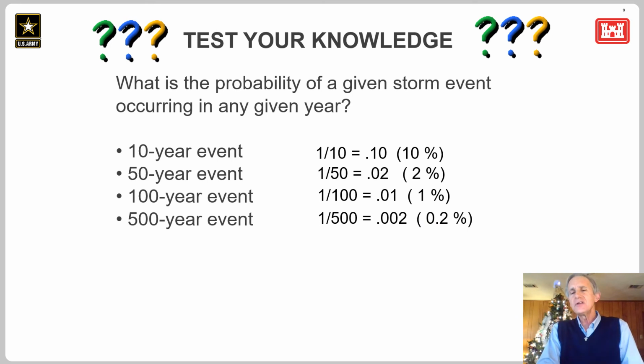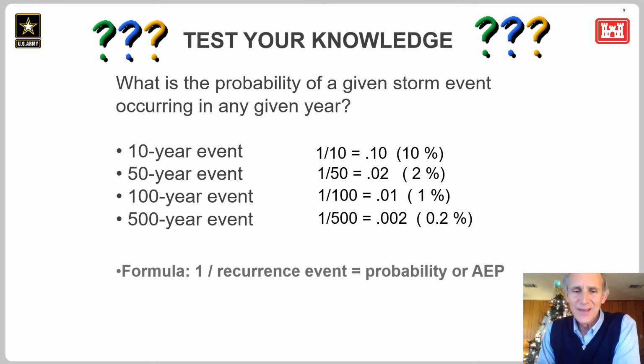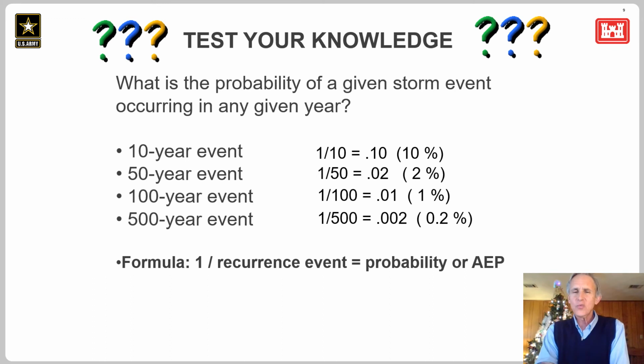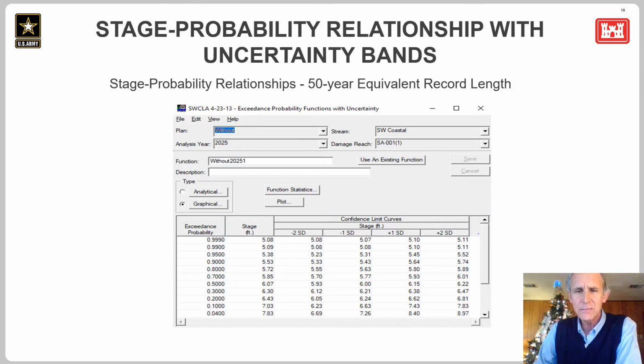And for the 500-year, it's 0.2%. So that would be 0.002 if you didn't have the percent sign. So the formula there, as you can see, is 1 divided by the recurrence interval equals the probability, or what we call the annual exceedance probability. Notice I said, what was the chance of that stage being exceeded in any given year? So that's why we usually call it AEP, annual exceedance probability.